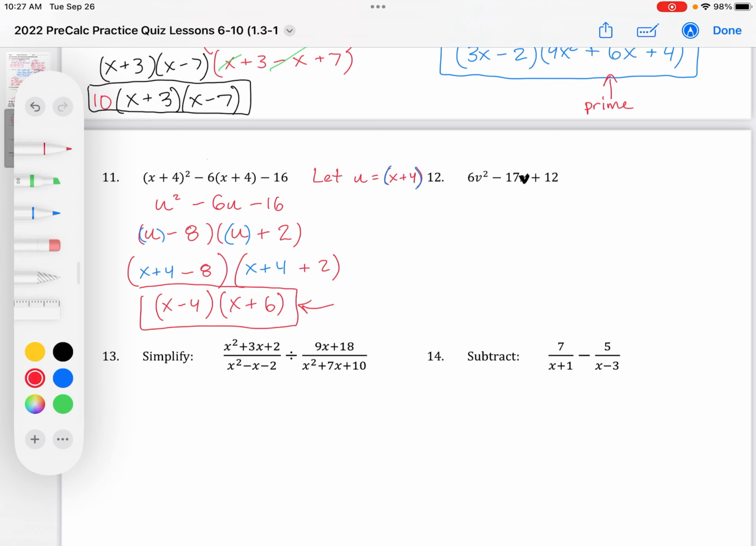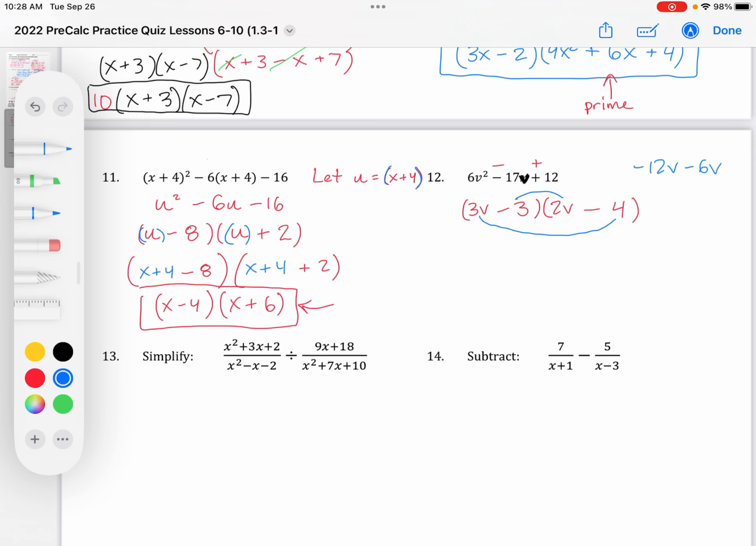So if we look at this, we know it's going to be something to multiply to give us 6v squared. I'm going to try 3v and 2v. And then factors of 12, let's try 3 and 4. Now, if this is a plus and the middle is a minus, we know these are both going to have to be minuses. So there's my guess. Now we check. This is going to give me negative 12v. This is going to give me negative 6v.